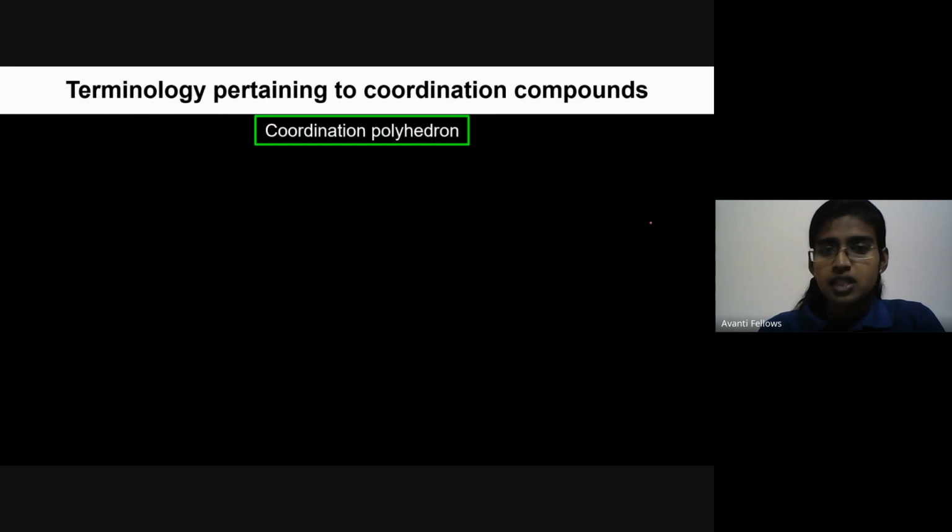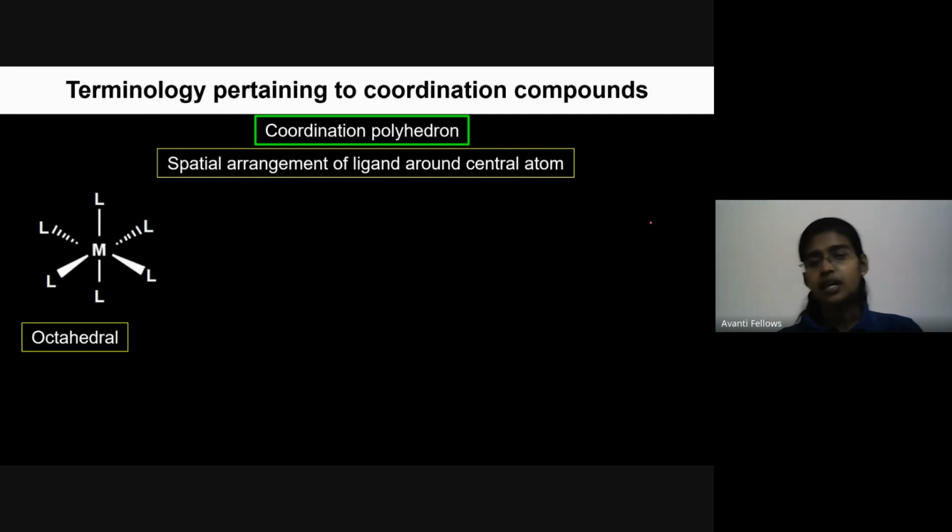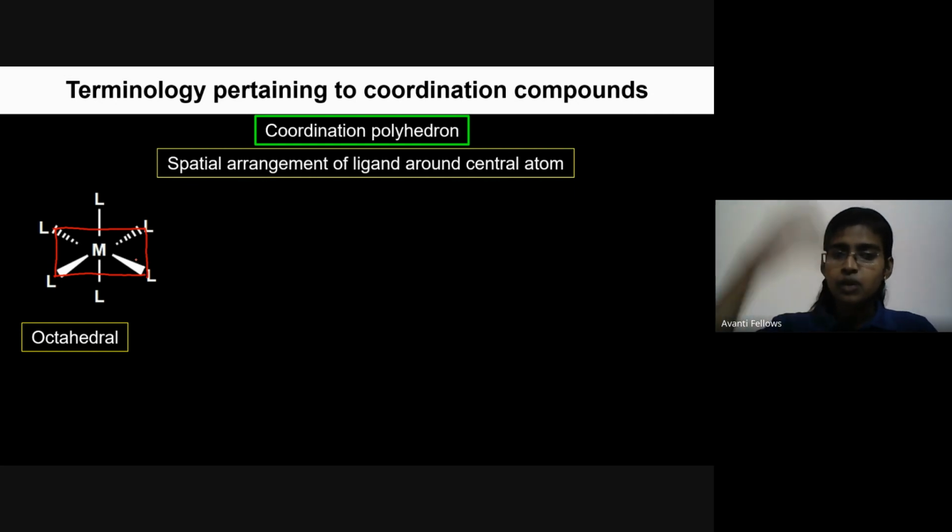Coming to the sixth term, coordination polyhedron. The spatial arrangement of ligands around the central atom. So how the ligands are arranged in a particular space with that metal. For the first case you can see there are 6 ligands and 4 are occupied at the 4 corners of a particular plane, and one is above the plane and the other one is below the plane. Okay, so you can take your notebook. Notebook has 4 corners, right? That is a square plane, and one is above the plane and the other one is below the plane.